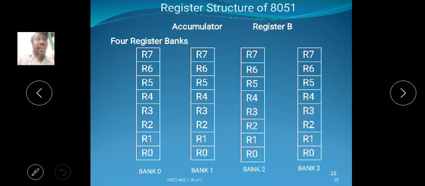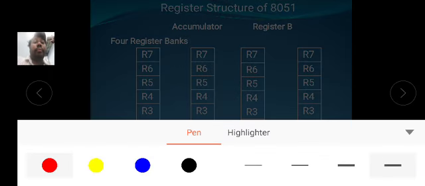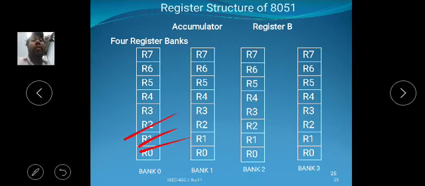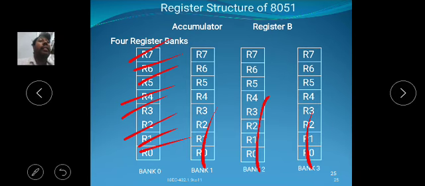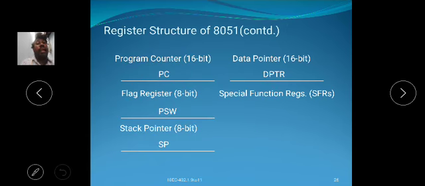Here the accumulator, B register, and the 4 register banks, bank 0, bank 1, bank 2, bank 3. Bank 0 contains 8 registers, R0, R1, R2, R3, R4, R5, R6, R7, and the same for bank 1, bank 2, and bank 3. These are the general purpose registers: accumulator, B register, and 4 register banks.